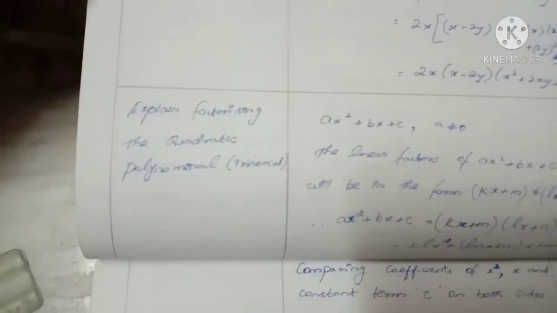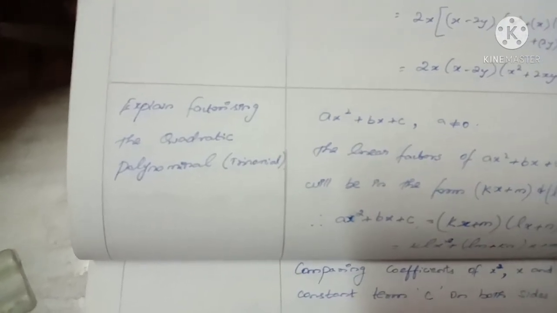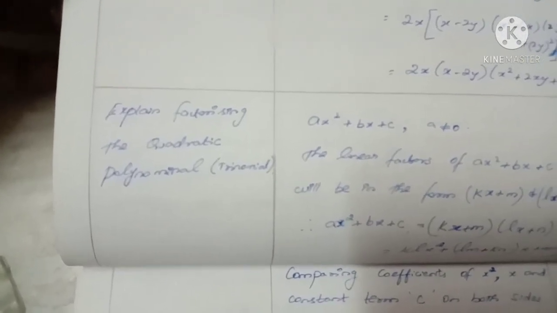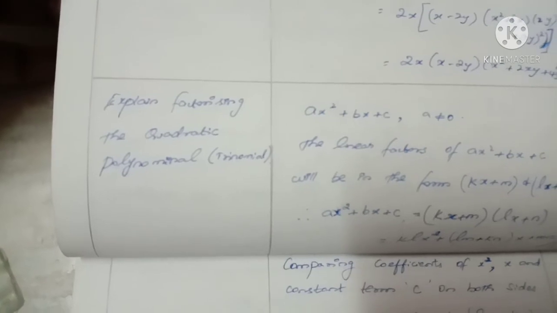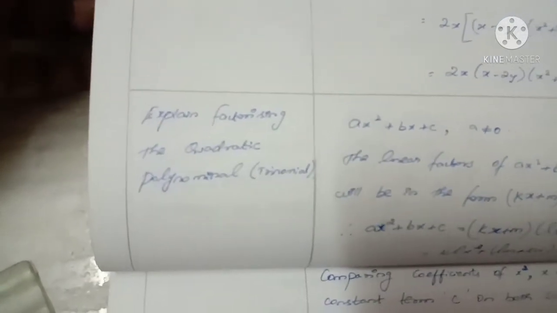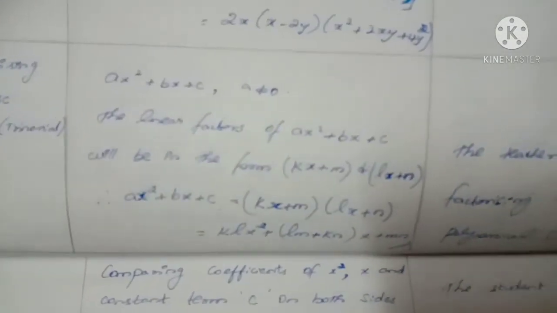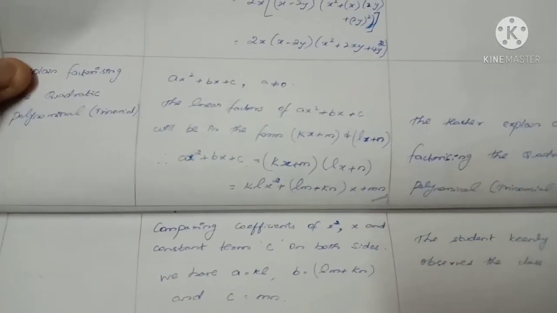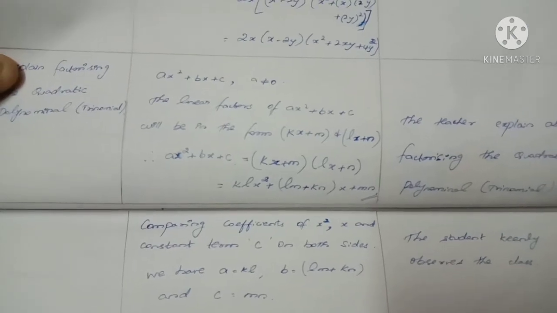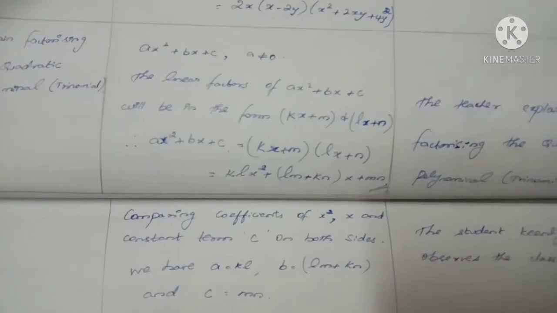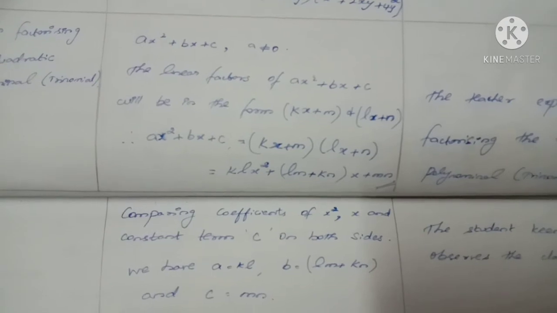In the next row, explain factorizing the quadratic polynomial in the bracket trinomial. In the next box, ax square plus bx plus c, a not equal to 0.